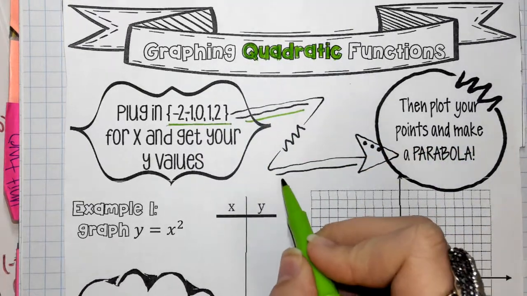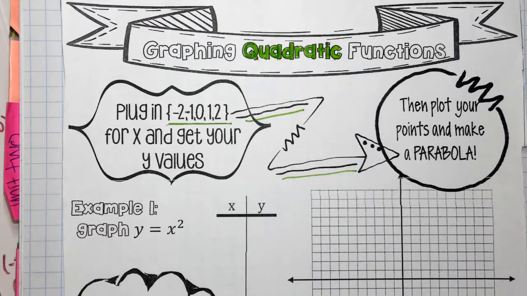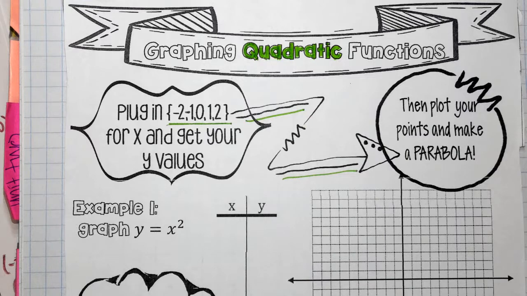And make a parabola. It is a parabola, not a parabola. We do not have a disease. It is a parabola. Does everybody understand?